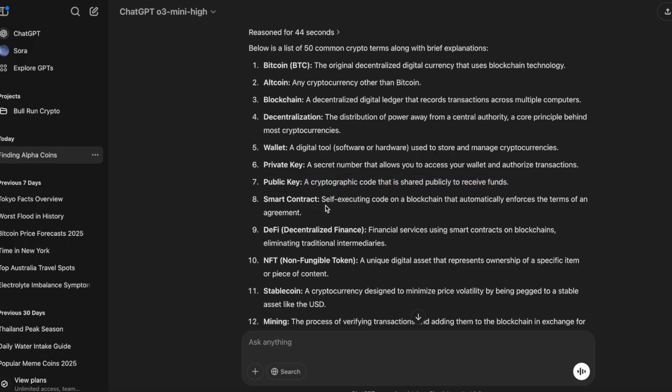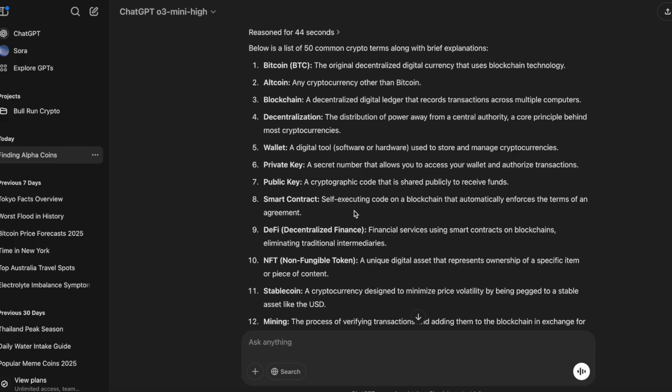Smart contract, self-executing code on a blockchain that automatically enforces the terms of an agreement. So self-executing means it does the execution on its own. It doesn't need a third party or another person to execute. With a regular contract, you need to draw up a contract, and then someone's got to be a notary, and someone's got to be a witness and all that. These are self-executing. You don't need Swift or any other financial intermediary.